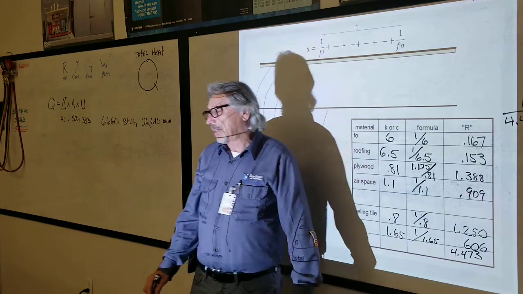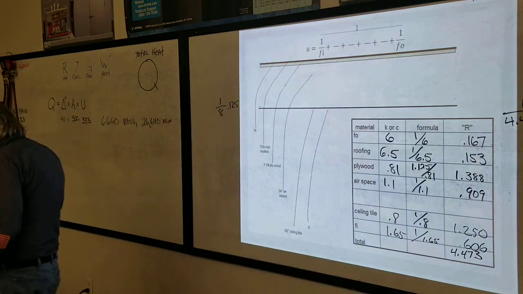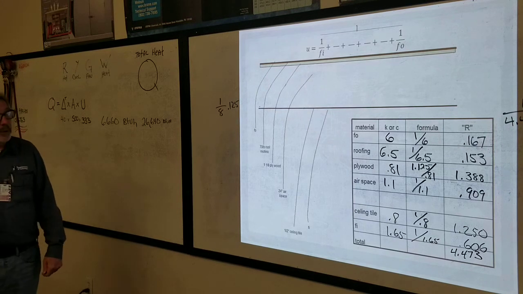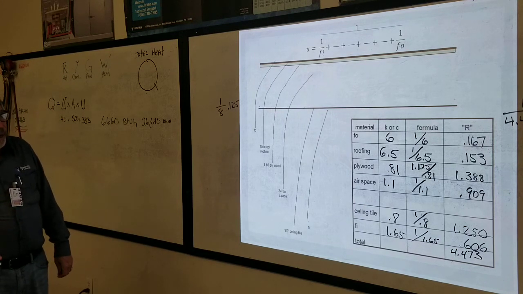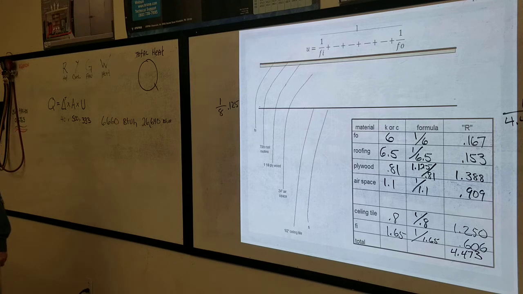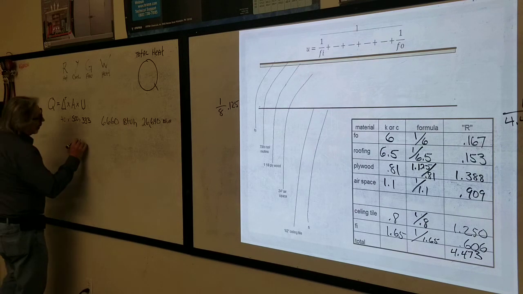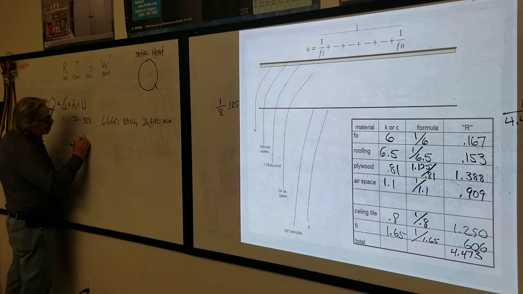So we're gonna reciprocate the 4.473, and we're gonna come up with 0.223. Yeah, 0.223. I can put that right here, 0.223.